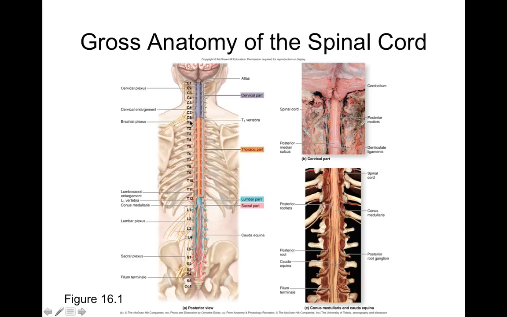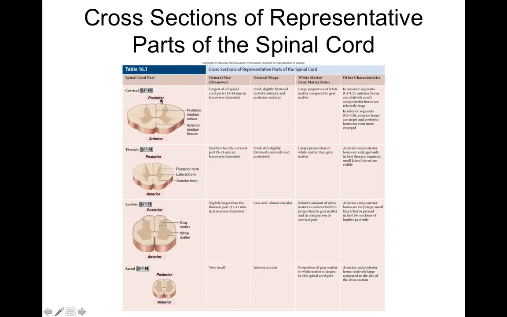And beyond that, we have 12 thoracic, which correlates with the number of thoracic vertebrae. And then we have 5 lumbar, which also correlates with the number of lumbar vertebrae, and 5 sacral, which is about the number of fused sacral vertebrae you'd find in the sacrum.